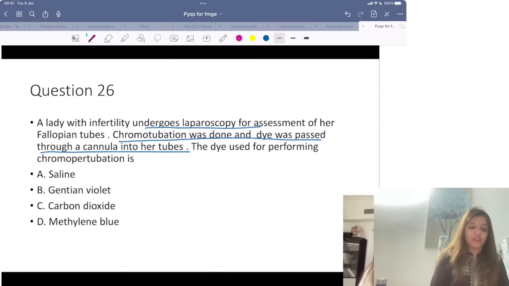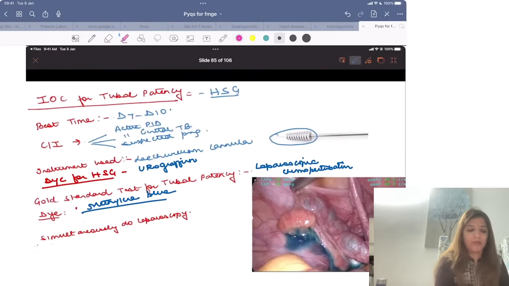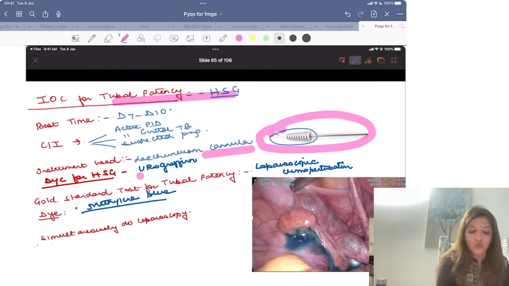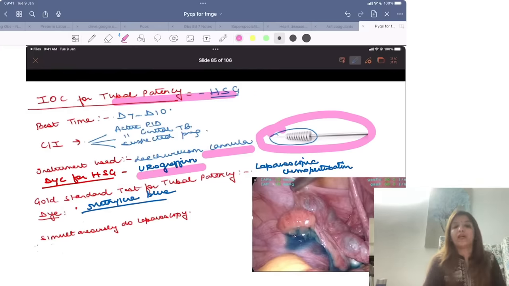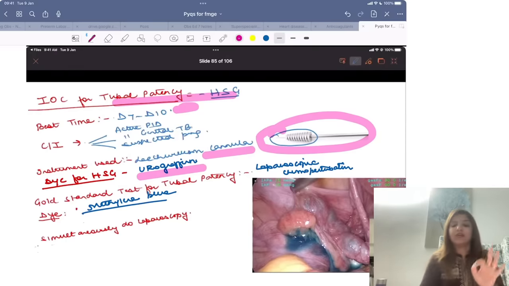Next question. A lady with infertility undergoes laparoscopy for assessment of her fallopian tubes. Chromotubation was done and a dye was passed. What is the dye used for performing chromotubation? So, please remember that the investigation of choice for tubal patency is HSG, right? The instrument you use for HSG is a funnel-shaped instrument called the Leech Wilkinson cannula. In HSG the dye used is urographin, and the time for doing HSG is between day 7 to day 10, that is in the first half of the cycle.